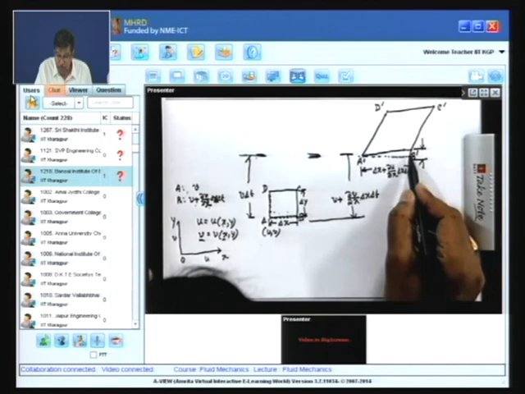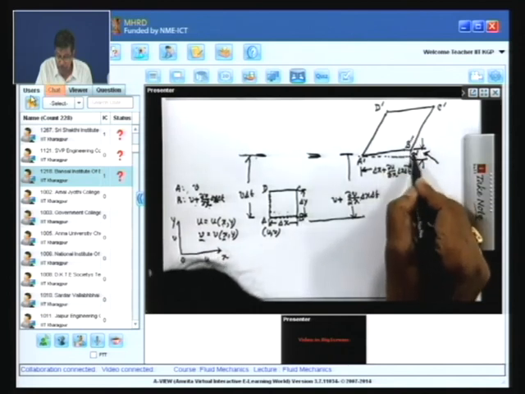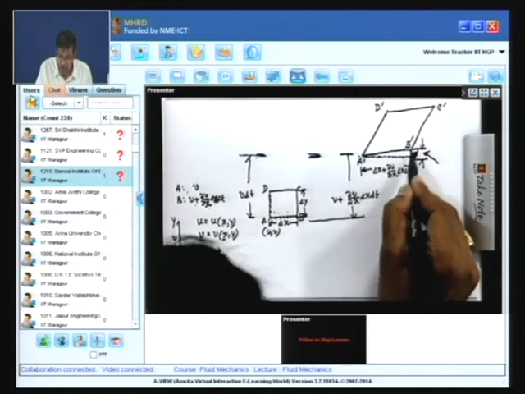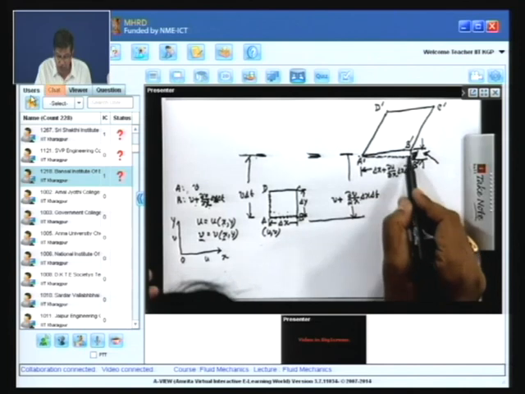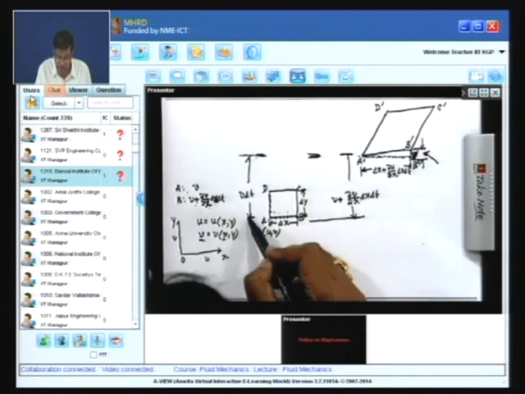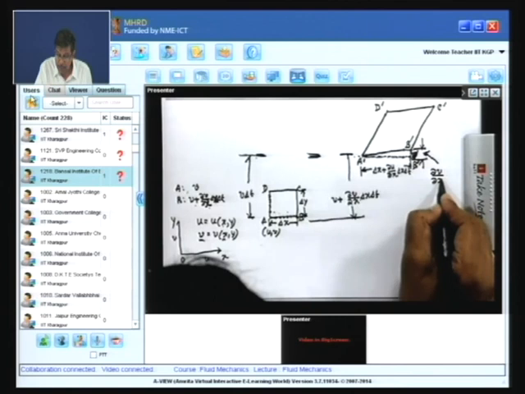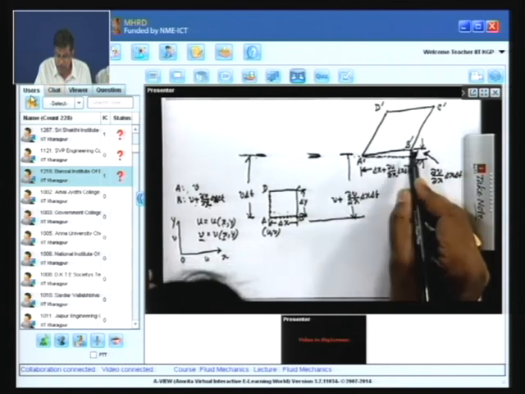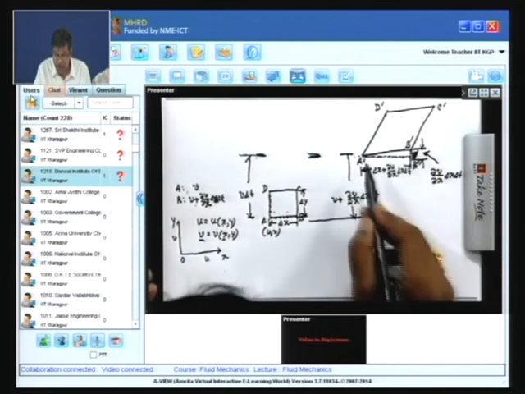So what is this component? B dash is here. So this is the X projection. It can be written as B double dash. So B dash to B double dash, that means this lift will be this distance minus this distance, that is A B dash minus A A dash, which is equal to del V del X into del X del T. That means B dash B double dash is the relative displacement in Y direction of B with respect to A.